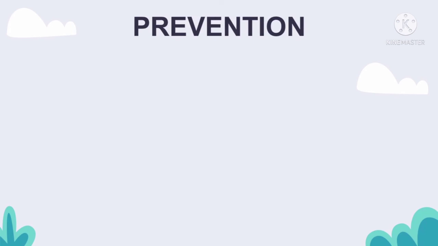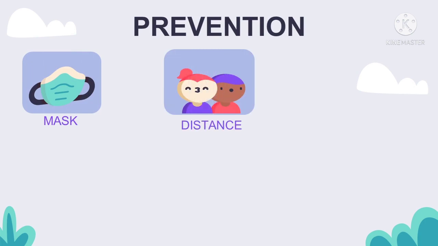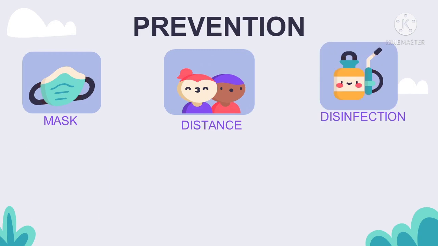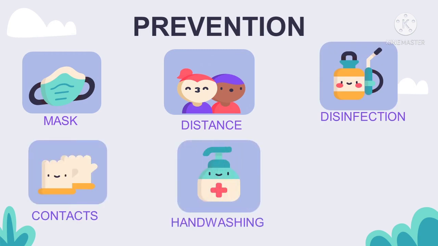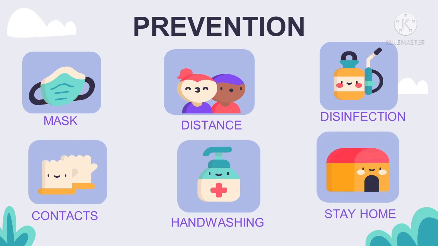To avoid getting infected with this virus, here are the best ways to prevent COVID-19. First, wear a mask in public. Maintain a safe distance from others even if they don't appear to be sick. Always disinfect. Avoid social contacts. Practice frequent and proper handwashing using soap and water. And stay at home, especially when you feel unwell.